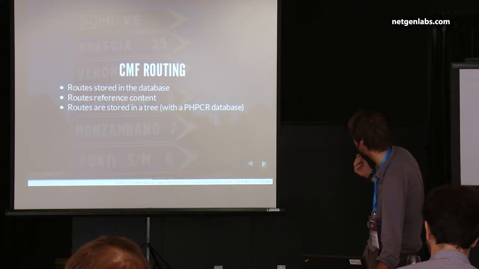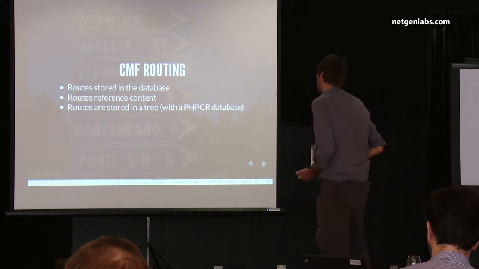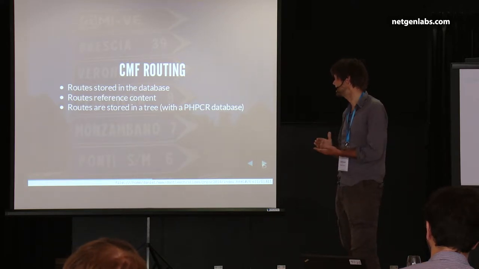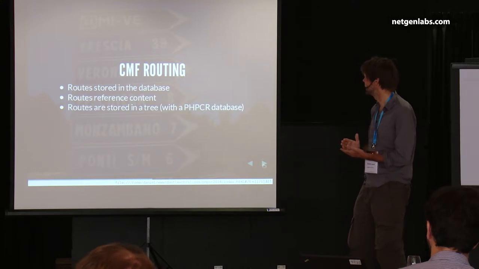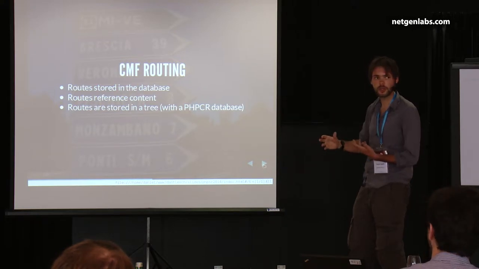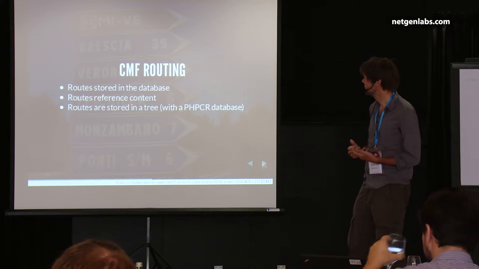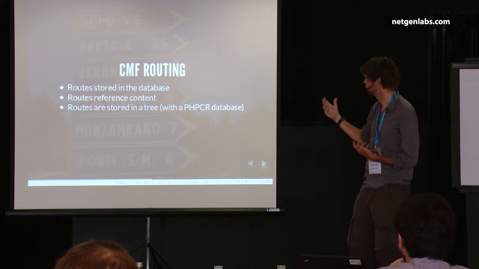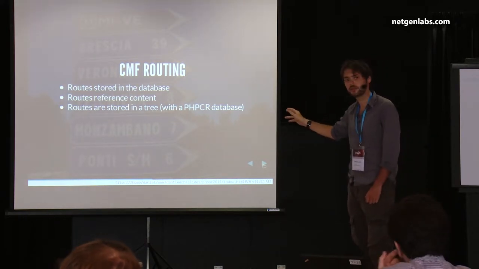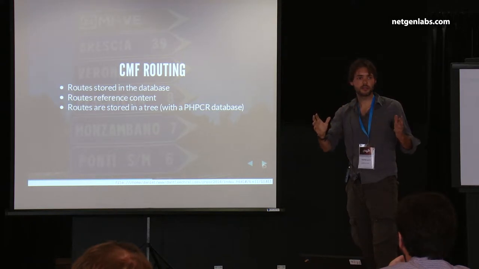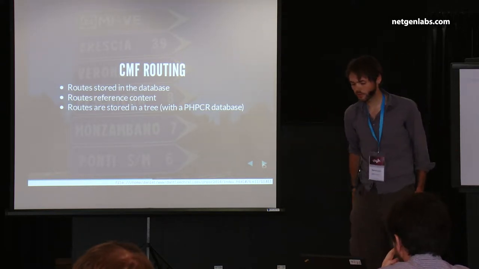Okay, so in this tutorial we're going to be dealing with the CMF routing. So the CMF routing system differs from the standard routing in Symfony because every single endpoint in your system is stored in a database, which gives the application a certain knowledge about the endpoints that it has. And routes reference content, and all routes are stored in a tree when we use the PHPCR database, which means if you rename a certain point in the tree, then that takes effect for all the routes below that point.